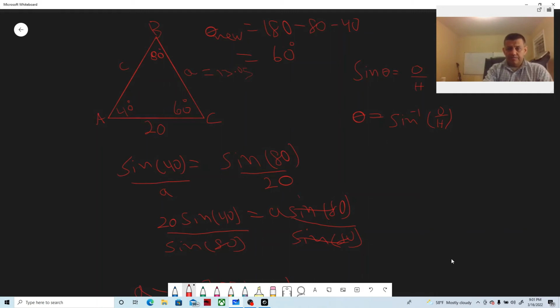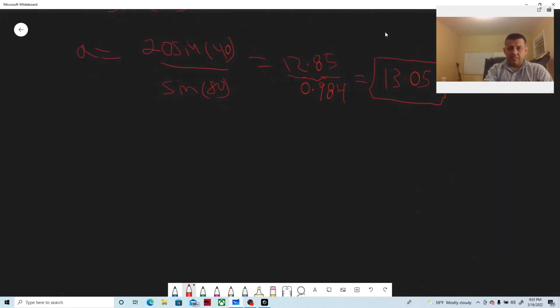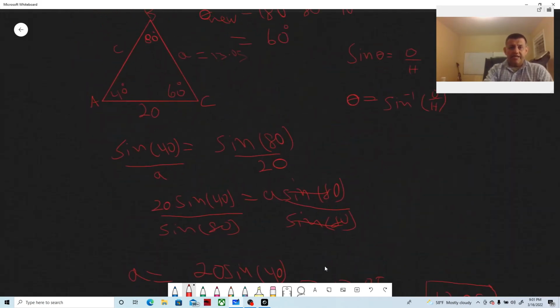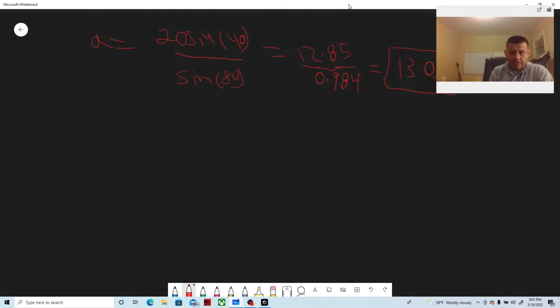Now what will be side C? Well, again, I know the angle opposite C, so I can do the exact same thing. I'm looking for the side Z, whose opposite angle is 60. So I can say sine of 60 over Z equal to what?